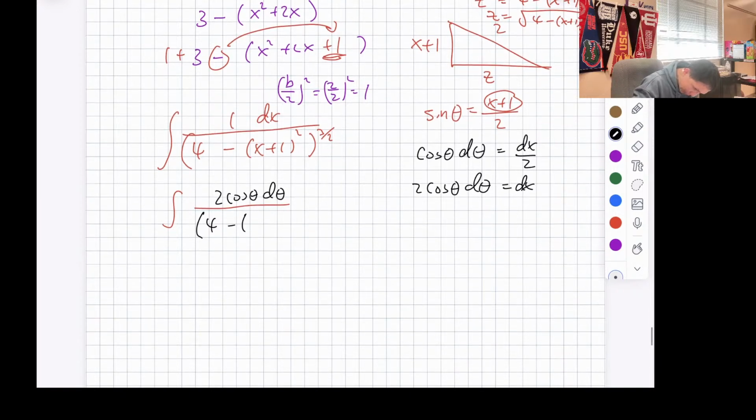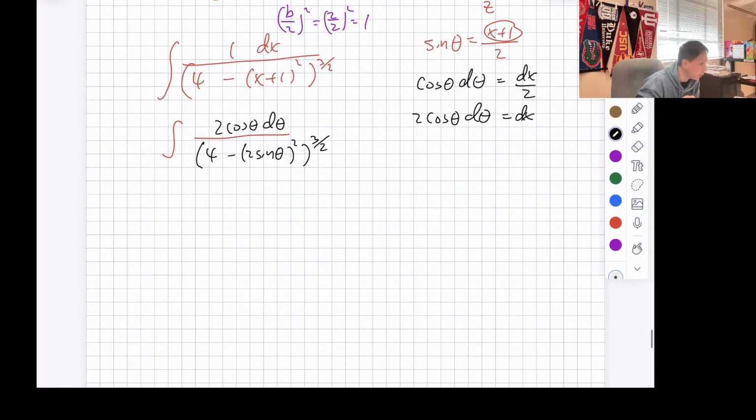This one is going to be 2 sine theta squared times 3 over 2. Is this okay so far? Did I break any math? Yes. The scariest thing is breaking math, which is algebra. The calculus is very intuitive.